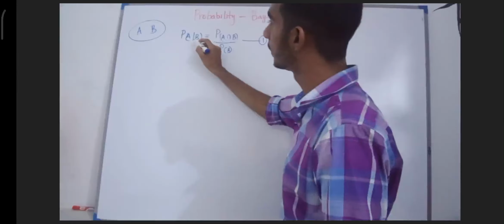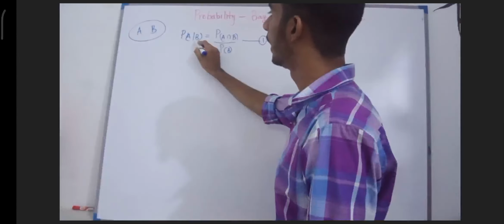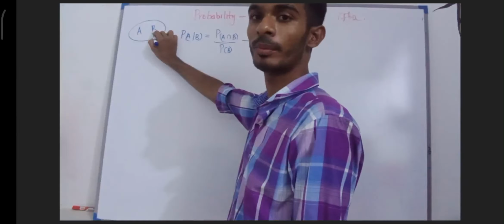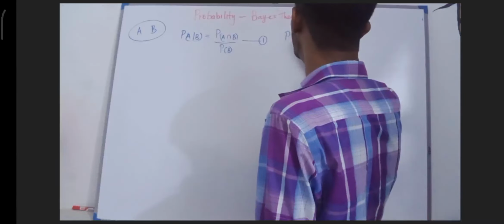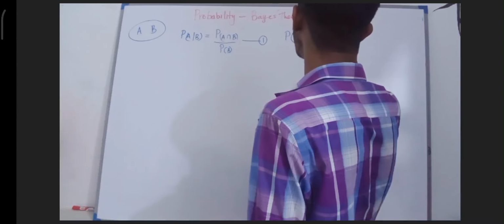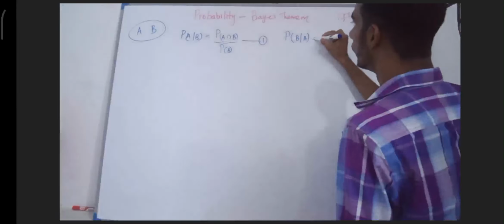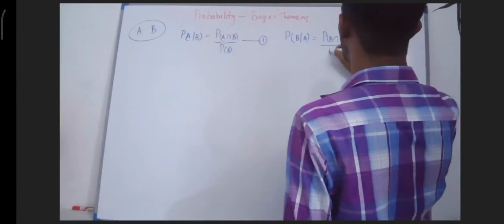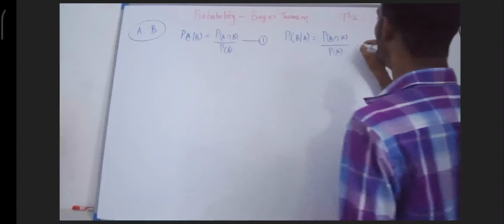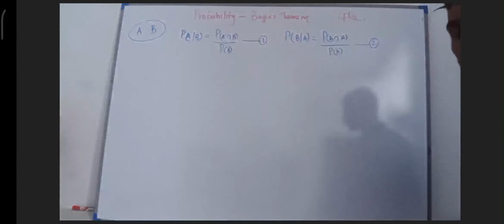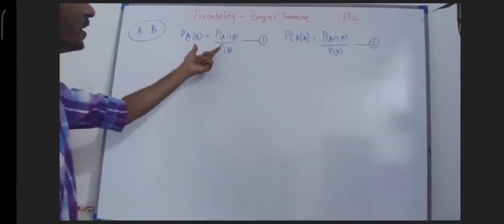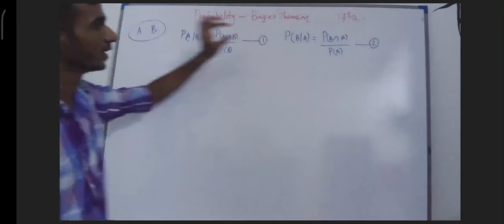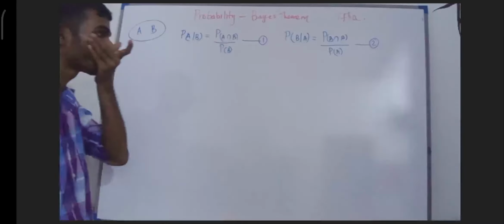In another example, B occurs first and A occurs second. Now let's assume A occurs first and we have to find the probability of B occurring. That is the probability of B occurring when A has already occurred, which is equal to probability of B intersection A divided by probability of A. Let me take this as the second equation. So I have written the conditional probabilities of these two events. Here B occurs first and then A occurs. Here A occurs first and then B occurs.